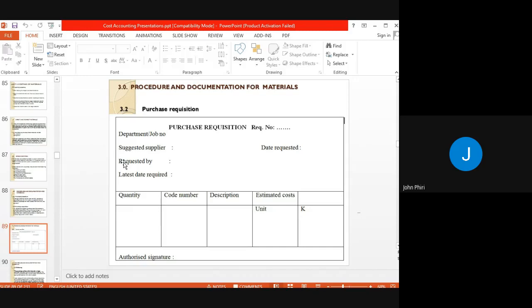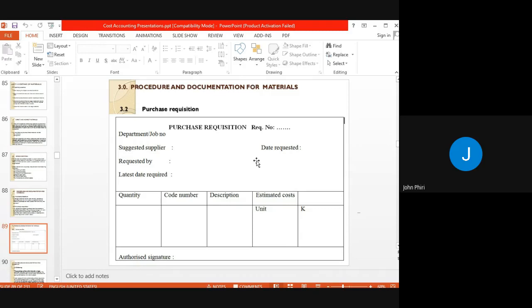Then the date when you need that particular thing, and the latest date required. At least you can have two. Why are there two dates? This is when you need them, but the latest is you tell them how quickly you would need them.